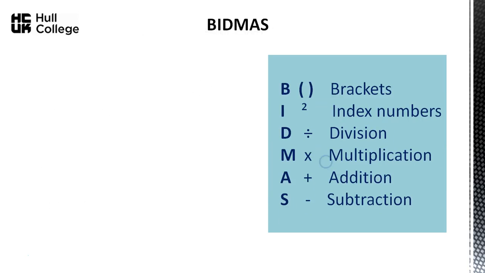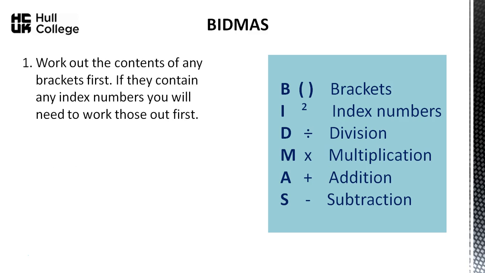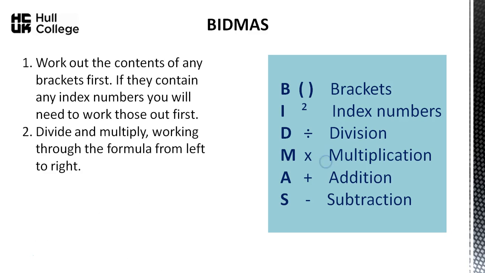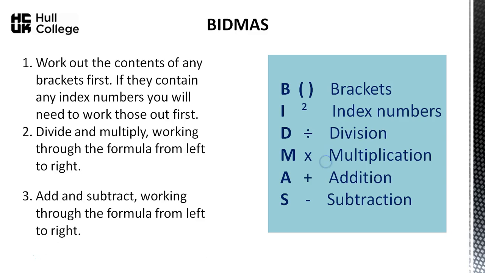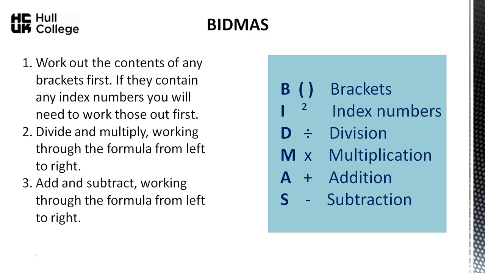BIDMAS. The B stands for brackets, I stands for index numbers, D for division, M for multiplication, A for addition and S for subtraction. So to start with, you work out the contents of any brackets first. If they contain any index numbers, you'll also need to work those out. Secondly, you divide and then multiply, working through the formula from left to right. And finally, add and subtract, working through the formula again from left to right.